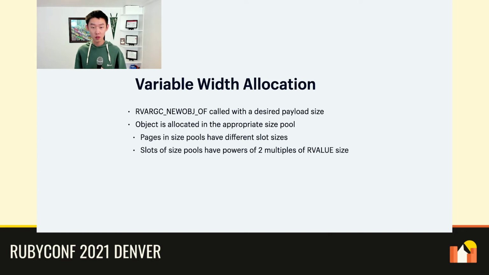We chose powers of 2 multiples because they're easiest to work with and efficient, since we can use bit shift operations to calculate them. We use multiples of RVALUE size so we don't waste space when allocating a single RVALUE of space, since all objects that don't use variable width allocation will only allocate a single RVALUE worth of space.